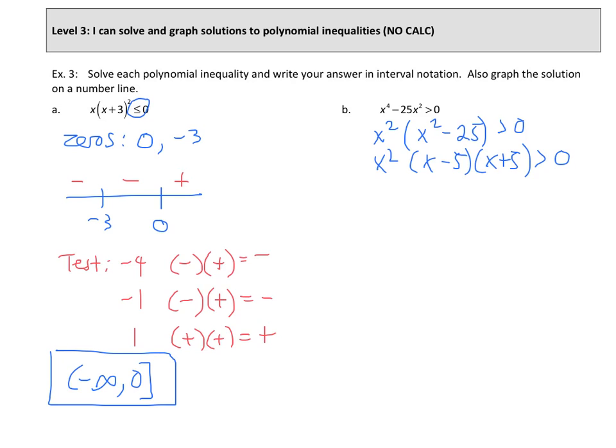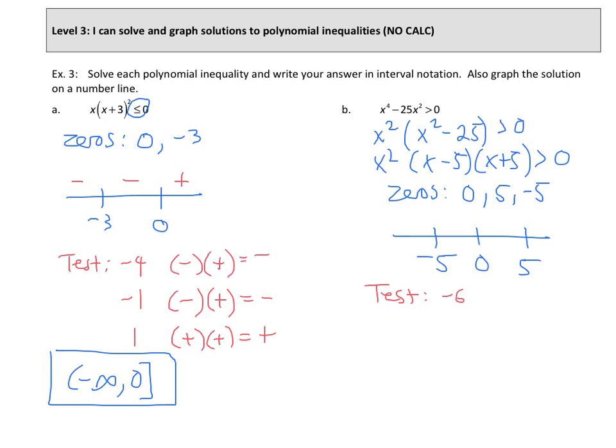And now that I have it fully factored, I can figure out the zeros. And the zeros would be 0, positive 5, and negative 5. So I put them on a number line in order, negative 5, 0, positive 5, and then I test my regions. So something to the left of negative 5 would be negative 6.